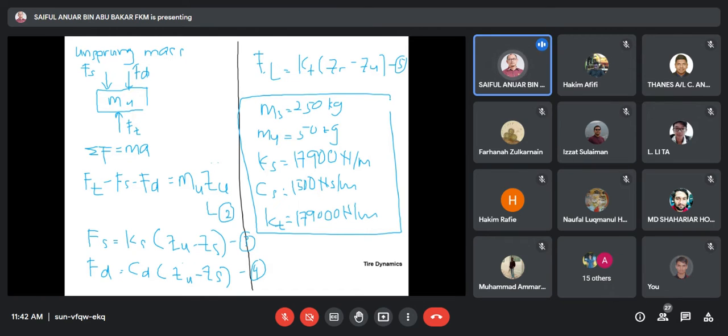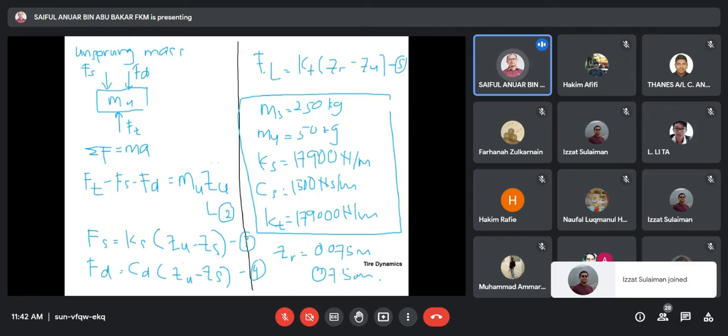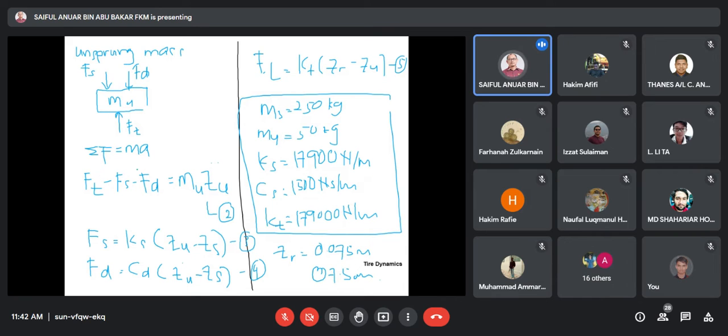Before that, for Zr we use the amplitude. For Zr, it's actually 0.075 meter, or 7.5 cm. So we're going to simulate this quarter car model hitting a bump of 7.5 centimeters in terms of its height. So any question on this mathematical equation for the quarter car?